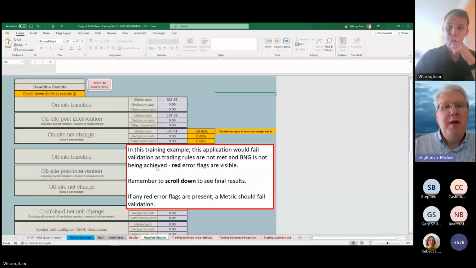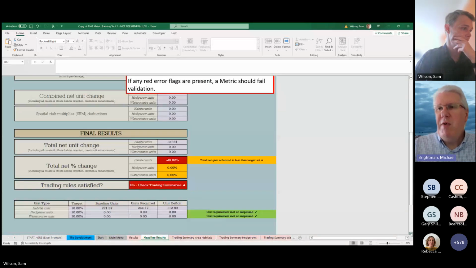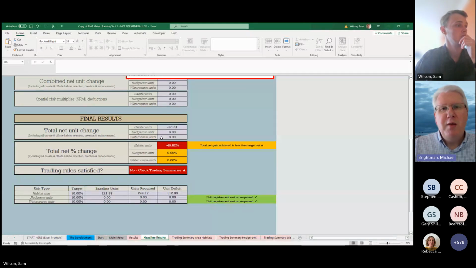So if we go to the headline results page and we scroll down to the bottom, we see on this example here that this metric isn't valid because there's a red box present. The reason for that is that in this metric we're demonstrating, we've put in our baseline units of the 17 habitat parcels, and we've told the metric which parcels are being retained, which are being enhanced, and which are being lost. And because we've got some loss of habitats, that's why we've got a reduction in biodiversity units, because in this example, we haven't yet inputted the off-site units.